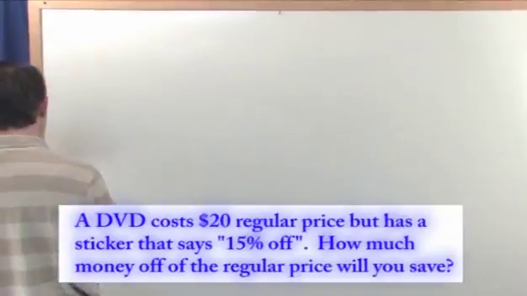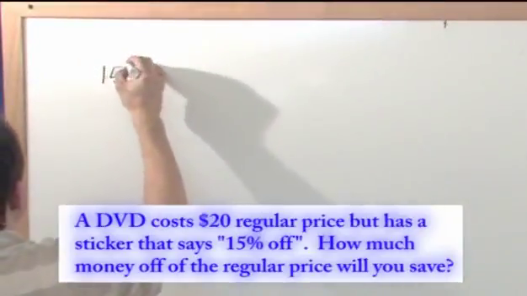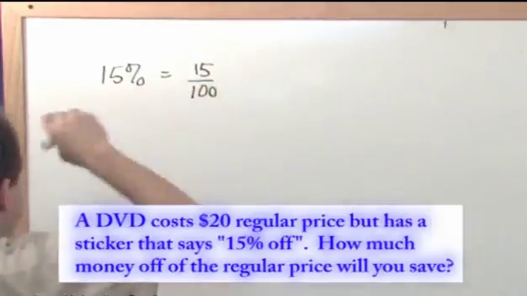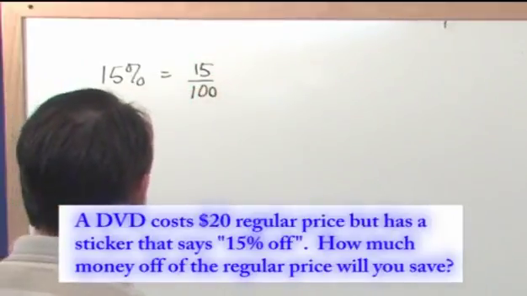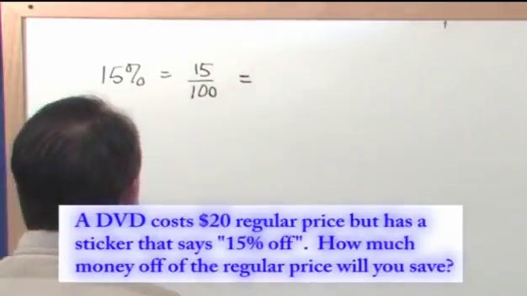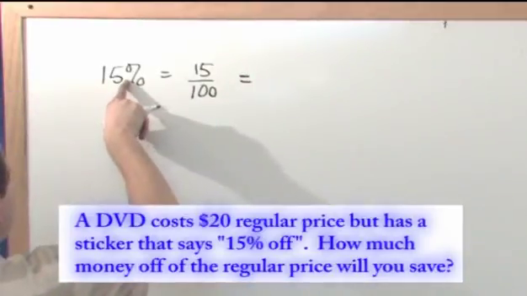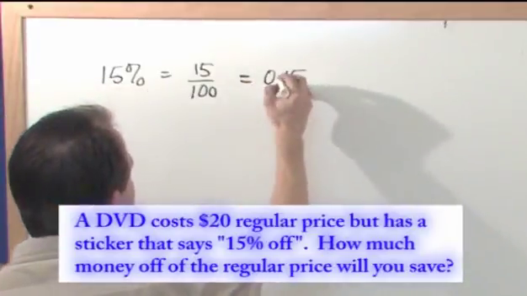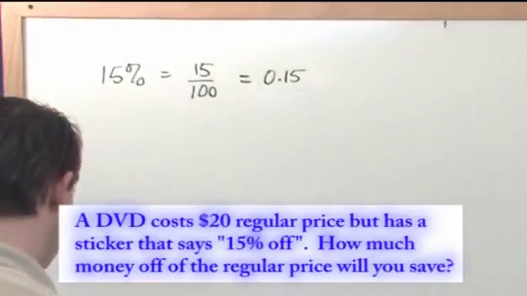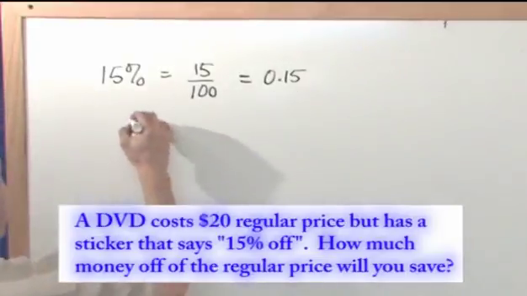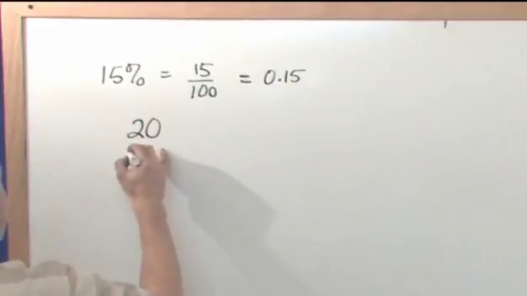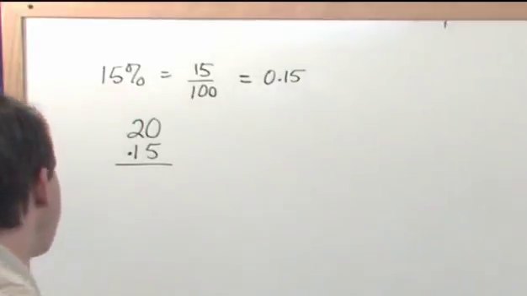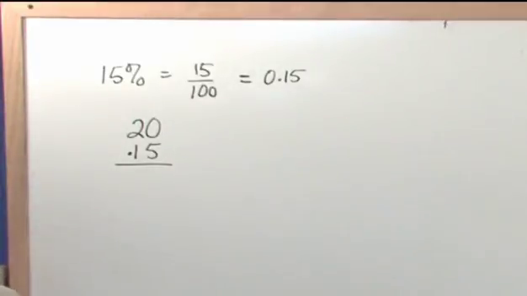So 15% means 15 over 100. I just keep writing this here for you so that you can continue to remember that this is what it means. And in terms of a decimal, all you do is take this implied decimal here and move it 2 spots to the left, so you have 0.15. This is the decimal form of 15%. In order to find out how much off you get, you just multiply by 20. And then this multiplied by 20 is going to be how much money off you save. Okay? So let's do that.